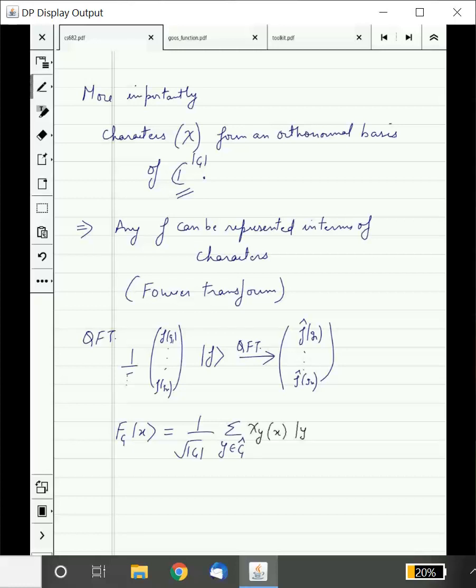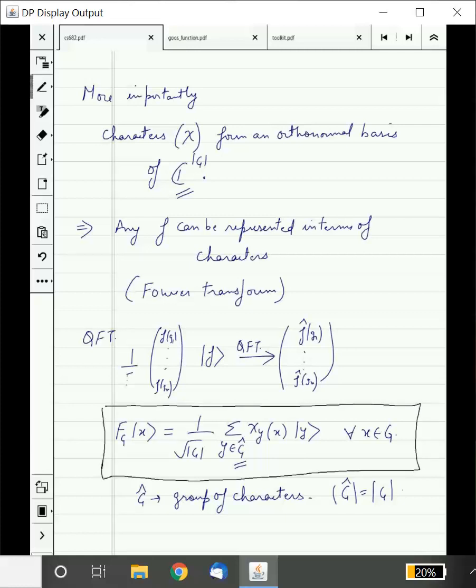if you are confused about this, G hat is the group of characters. This is precisely the Fourier transform. Here I am noting the action of the Fourier transform on every group G. We know that the size of G is the same as the size of G hat. I advise you to look at this formula and convince yourself that this is the expression which will take any basis vector to its Fourier transform. We can assume that we have access to F_G, and this should give us an HSP algorithm for G.